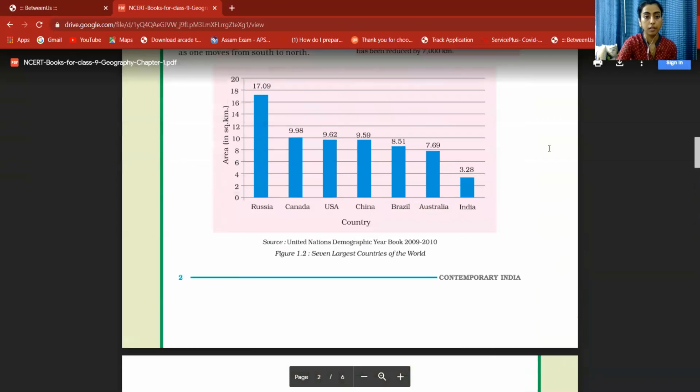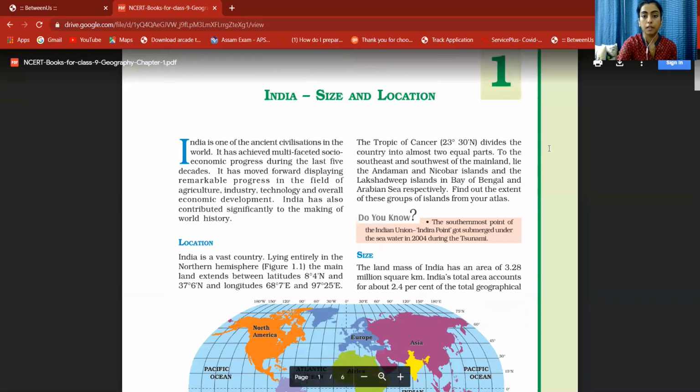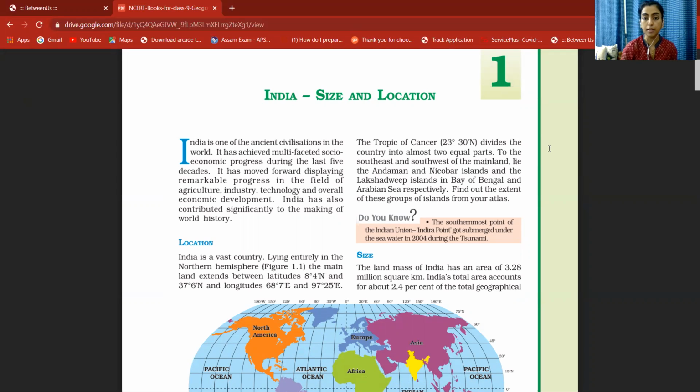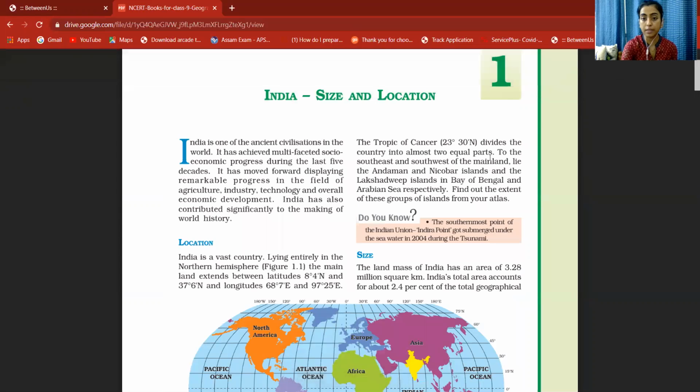All right, now there is another very important latitude known as the Tropic of Cancer, which passes through India, and it divides our country into two equal parts. Now the Tropic of Cancer is 23 degree 30-minute north.